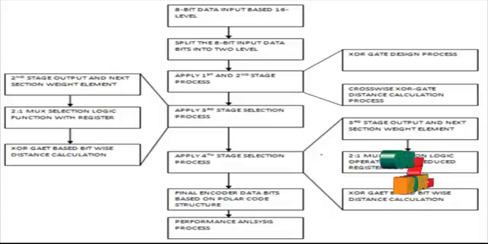Then we apply the first and second stage. This stage consists of XOR gate design and crosswise XOR gate design. These XOR gates are used for the distance calculation process for the overall function. Then we analyze these functions and update the first and second stage results to the third stage functions. This third stage function consists of the second stage output and the next stage weighted element.